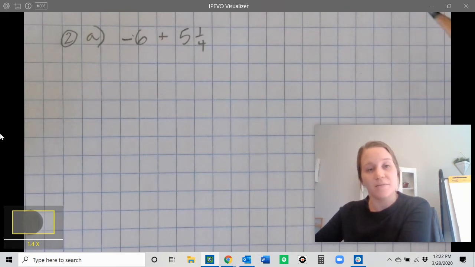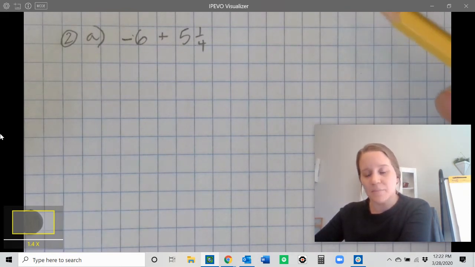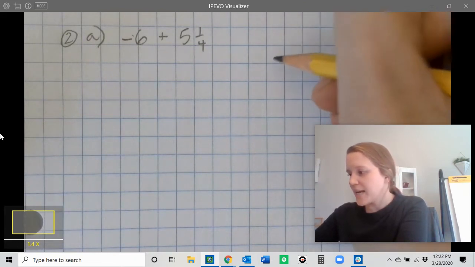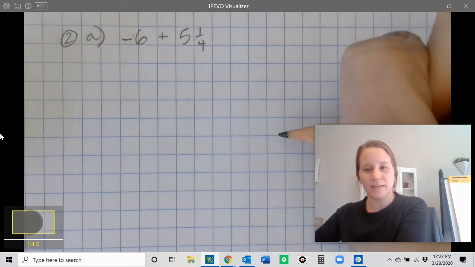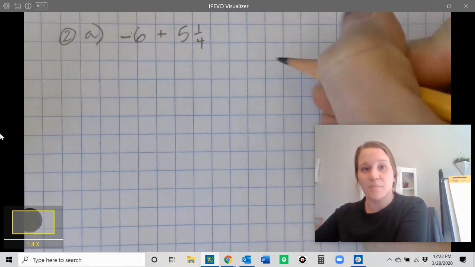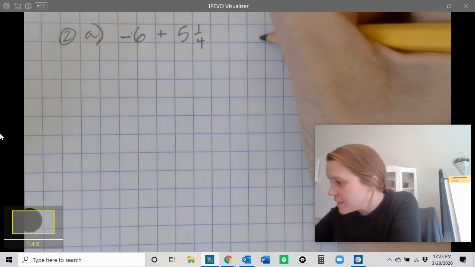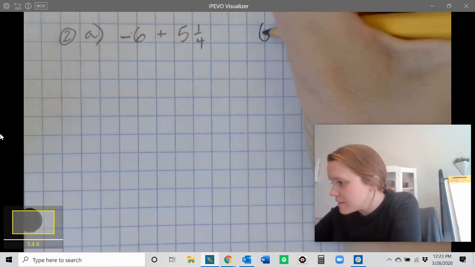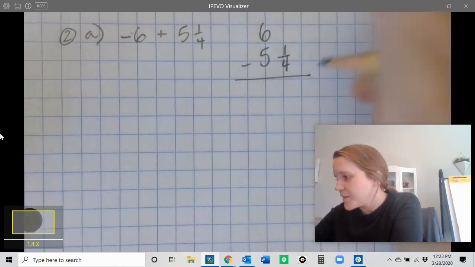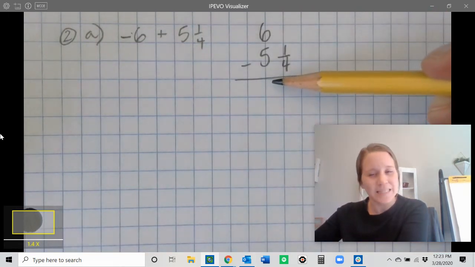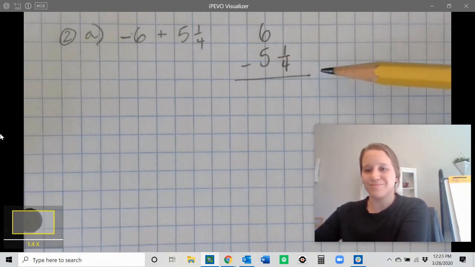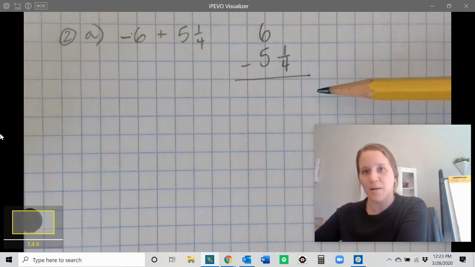So I need an algorithm that will help me subtract mixed numbers. So I'm going to go ahead and set up vertical subtraction, kind of like the standard algorithm for subtraction. And I'm going to put the one with the bigger absolute value on top. So bigger absolute value is 6. So I'm going to go ahead and put 6 minus 5 and 1/4. Notice that I lined up place values. So I lined up the ones place, and then I lined up the fractions of the mixed numbers as well.